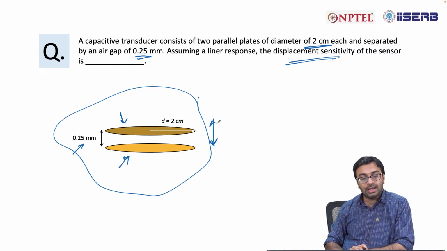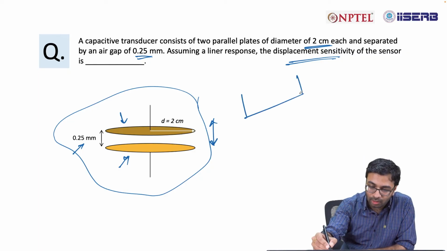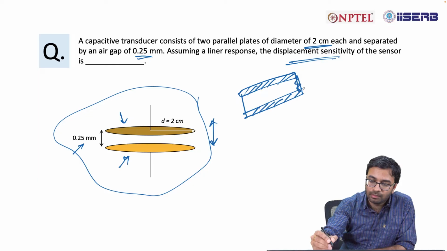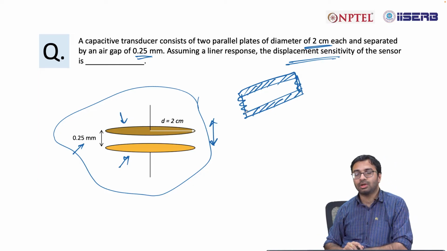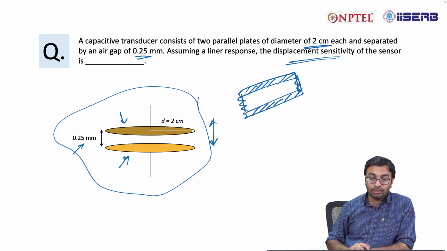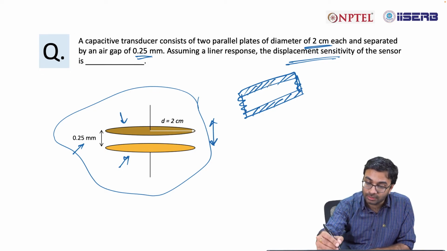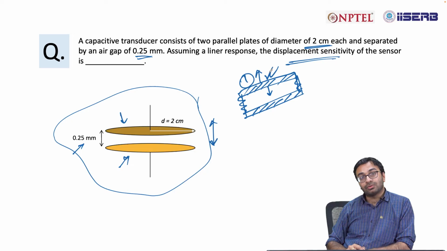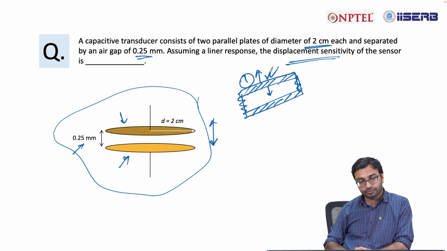So, in this case, you can compare this with a system where you have a bottom plate and a top plate, but the top plate is say movable. Okay, there is some spring arrangement, so the top plate is movable. Now, what you have to figure out is what is the sensitivity with respect to displacement. That is, if the first plate is movable, then it will move up and down. So, what is the sensitivity associated with displacement?